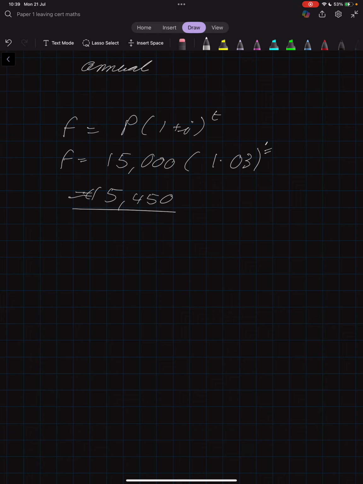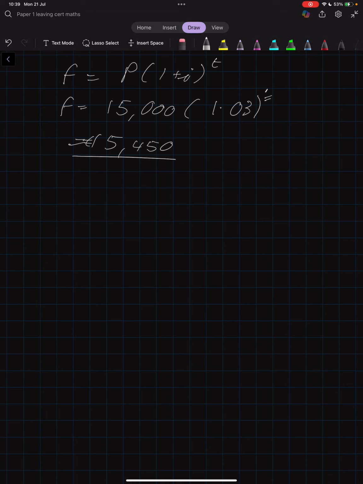Then for the second part of the question, it says that 1,000 is withdrawn from this amount. The AER now is 3.5% and remains this rate for 3 years. What is the value of the investment at the end of year 4? So basically, you take 1,000 out of it, so now you're left with 14,450 in the bank. That's how much is there. Now your interest rate I is going to be 3.5%, which is 0.035.